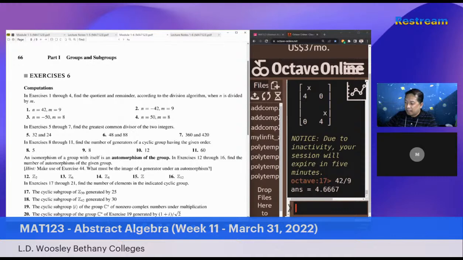Okay, for number 5, I think this is simple. You could answer this. Find the greatest common divisor of these integers, 5, 6, and 7. So perhaps you could solve, or you may use Octave, Michaela. Solve using Octave: GCD 32, 24, etc. So that's how we solve for the greatest common divisor.